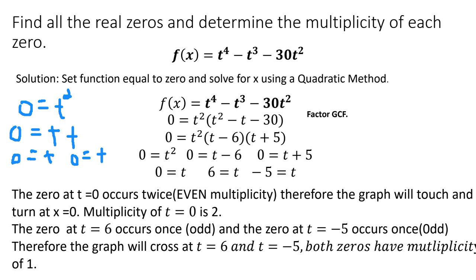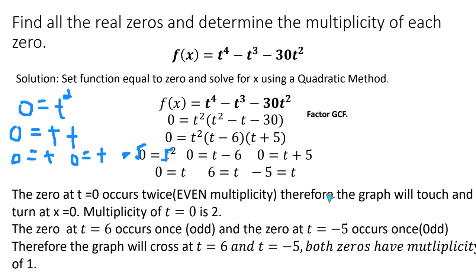Or you can think of it when you take the square root here, you get a plus or minus, right? So you get a plus 0, which is 0, or you get a minus 0, which is also 0. So your t equals 0 appears twice. Therefore, the multiplicity for 0 is going to be 2. So at this point, it's going to touch and turn. At t equals 6, it's odd because it only appears one time. And then at t equals negative 5, it appears one time. So that has multiplicity of 1. So the graph is going to cross.